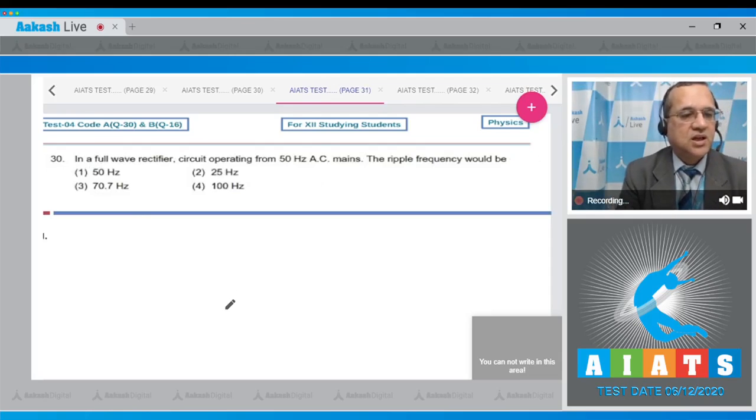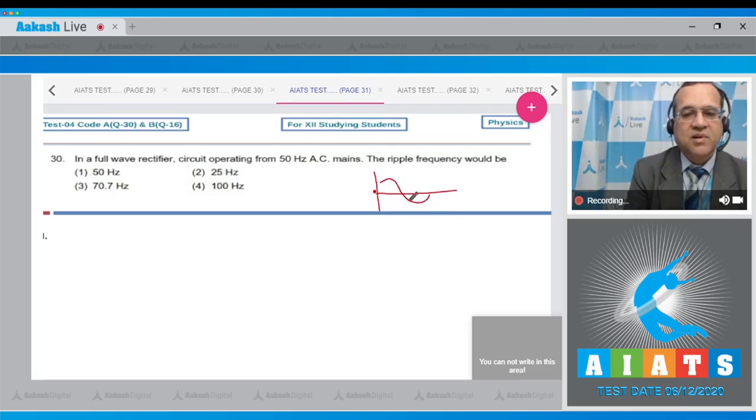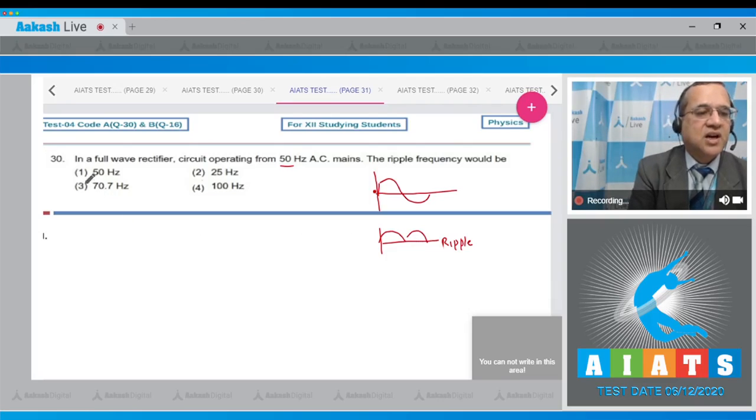Question number 30: in a full wave rectifier, the circuit operating from 50 Hz AC, the ripple frequency is? Now dear students, if input is like this, then you know that in output you get both the halves, and this is called the ripple, and the frequency of the ripple is double the input. If it is 50 Hz, this will become 100 Hz. So the correct option is the fourth one.